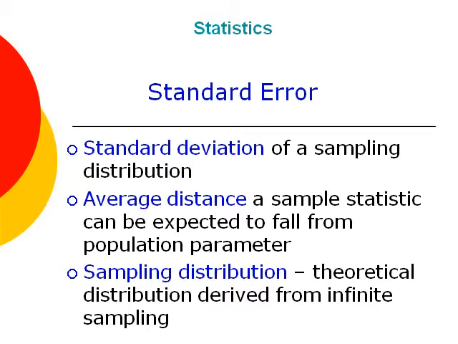The standard deviation of these means would be called the standard error of the mean. So the standard error is the average distance means of 100 individuals could be expected to fall from the population mean. The concept of the standard error will come in handy when we discuss other topics later in this class.